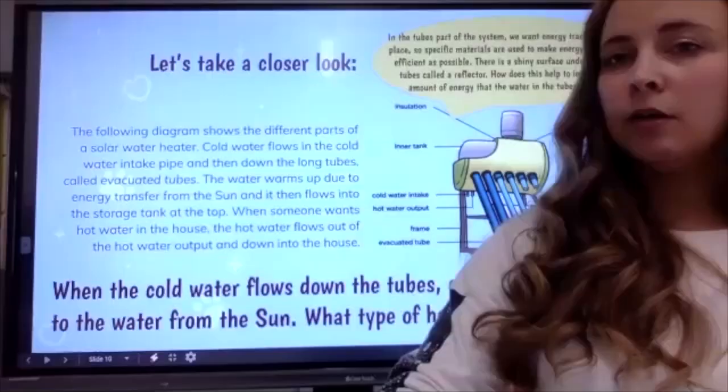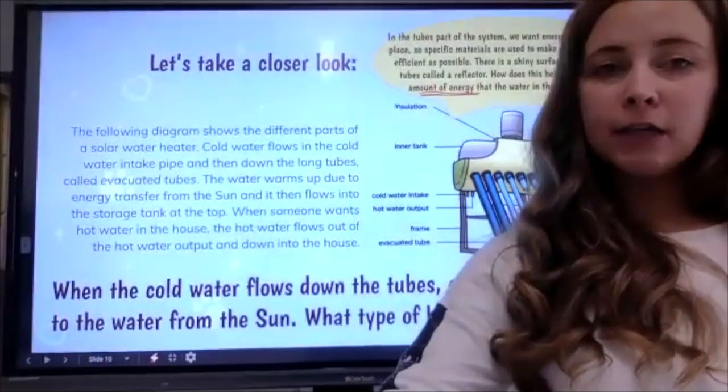I think that the reflector reflects the sun's rays back onto the pipe in case any rays miss the pipe, so it could heat up the water as much as possible. All right, very good.